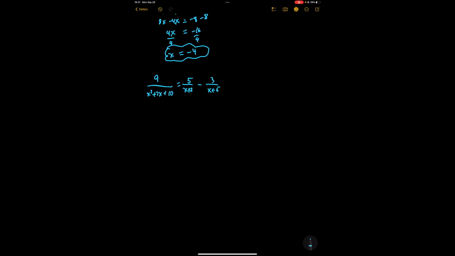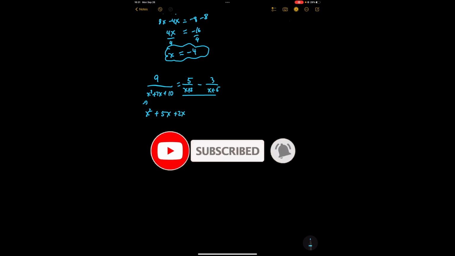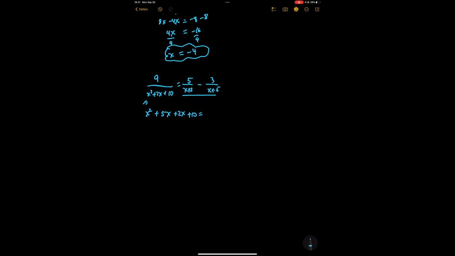So now, what do we have now? We need to factor out this one and find out if this one has anything in common with these two. So remember, we're going to expand. What two numbers add to give you 7, and when you multiply them you get 10? Well, it will be 5 and 2. So I can do 5x plus 2x plus 10. So that will be equal to x squared plus 5x plus 2x plus 10, right?